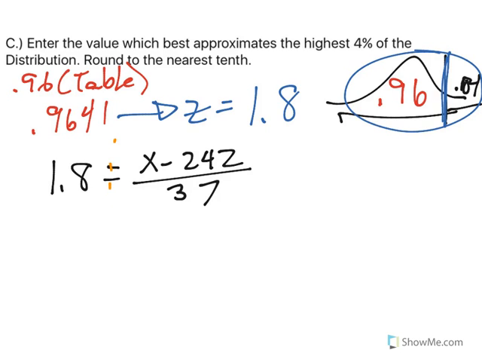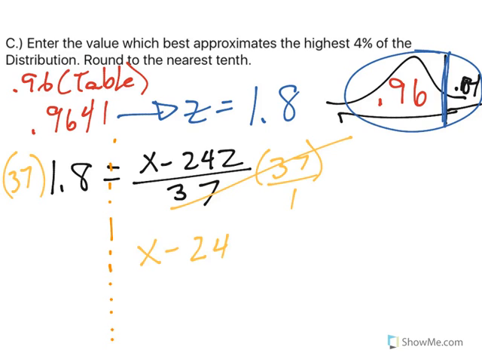So, the equal sign cuts this in half. Whatever we do to one side, we have to do to the other. So I'm going to start by multiplying both sides by 37, because just like we did last time, dividing by 37 and multiplying by 37 are going to cancel out and leave us with 1. And 1 times x minus 242 is just x minus 242. So 37 times 1.8 is 66.6.